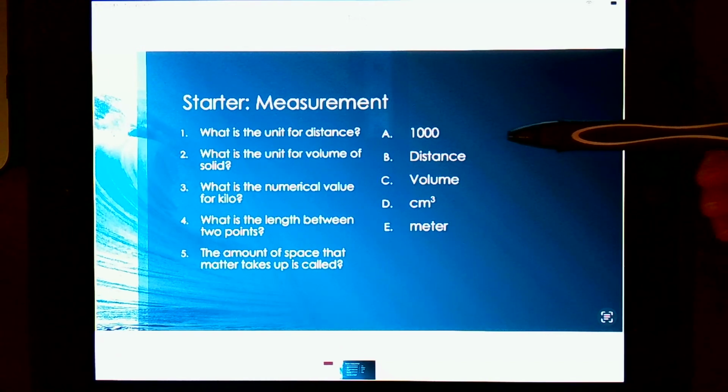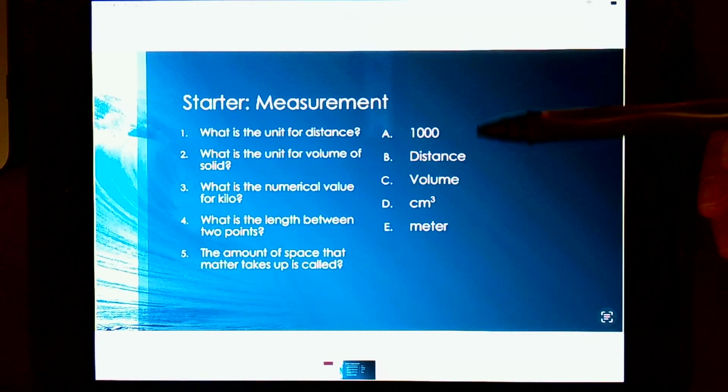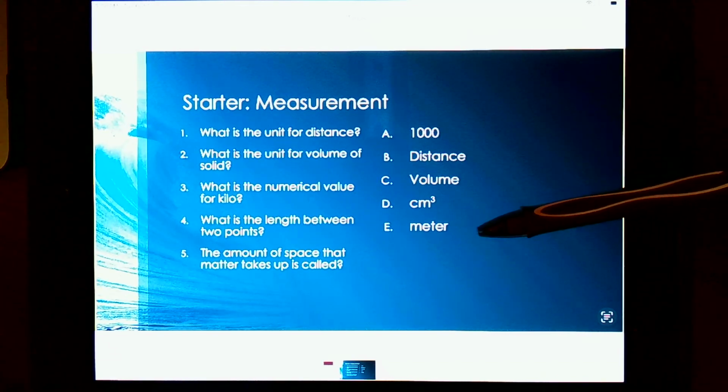So the first one says, what is the unit for distance? Remember, we're talking about units, not particular numbers. So for that one, you should have gotten meter. So number one should be E.